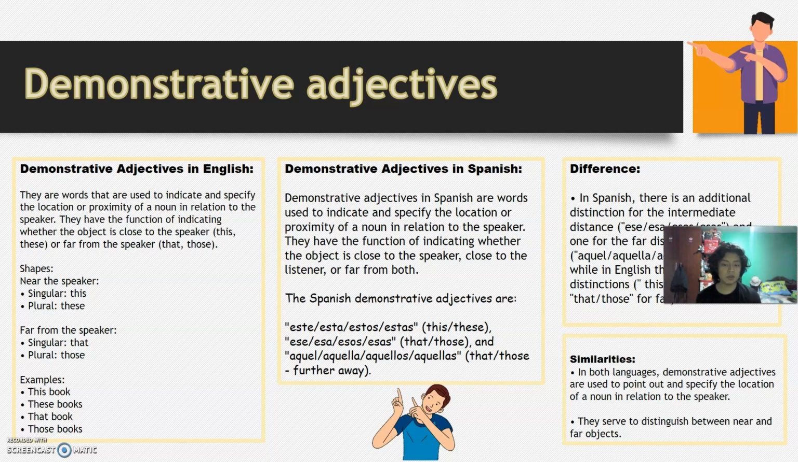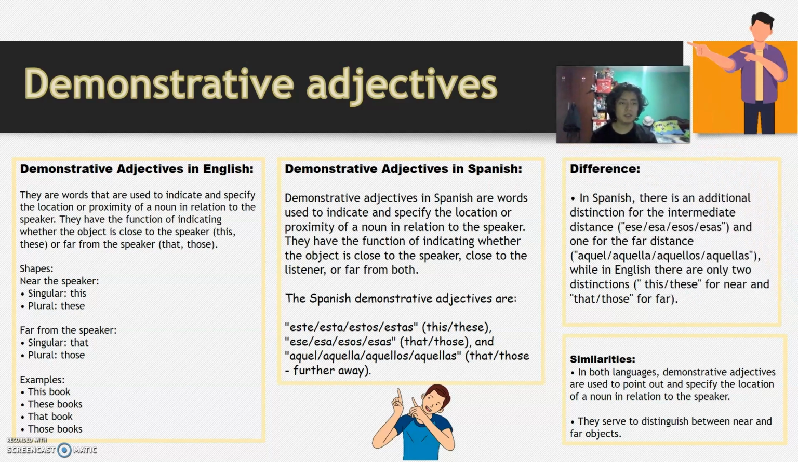Ese, esa, esos, esas is to say that or those. And aquel, aquella, aquellos, aquellas is to say that, those, or further away. Continue. We have the differences about this topic.